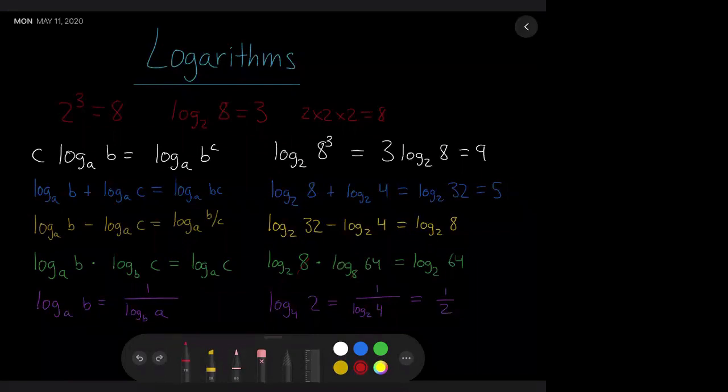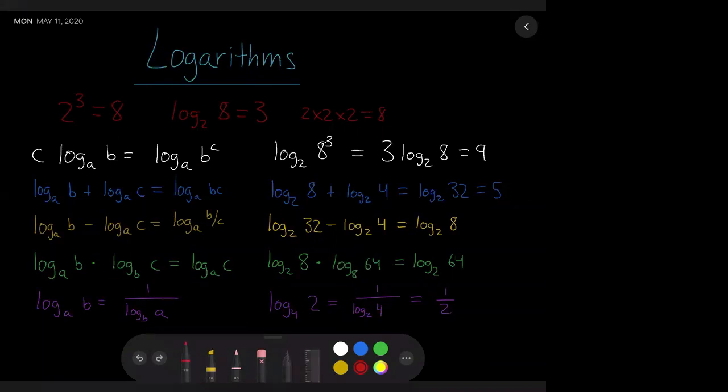The last one that we're going to learn is pretty straightforward. Log base a of b is equal to 1 over log base b of a. So if the question is, what is the log base 4 of 2, using our, I don't even know what color that is. Is it pink? Is it purple? Doesn't really matter. It is equal to 1 over log base 2 of 4. And log base 2 of 4 is equal to 2, because 2 times 2 is 4. So that's going to equal 1 over 2.